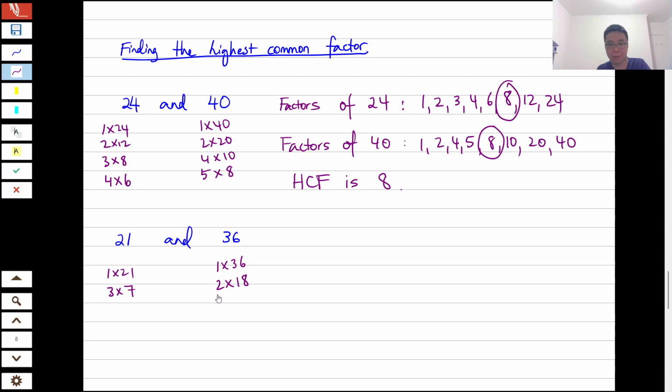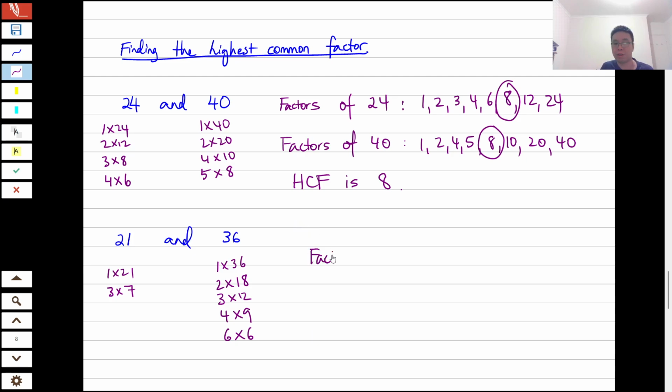Then we have 3 times 12, 4 times 9, and 6 times 6. Even though the number 6 appears twice here, we'll just say that 6 counts as a factor sort of once. If I write the number 6 twice in my list, it doesn't give me any new information.